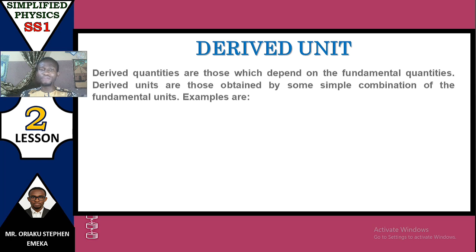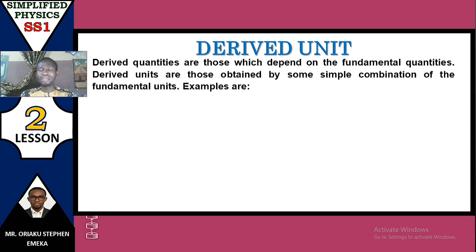Let's talk about derived units. Derived units are the units that depend on the derived quantity. Sorry, they are those that depend on the fundamental units; that is an omission there. Derived units are those obtained by a simple combination of fundamental units. Just as we have many derived quantities, we have many derived units.